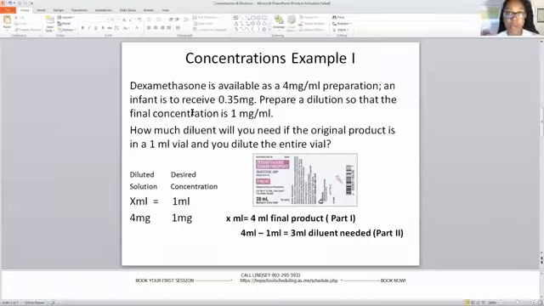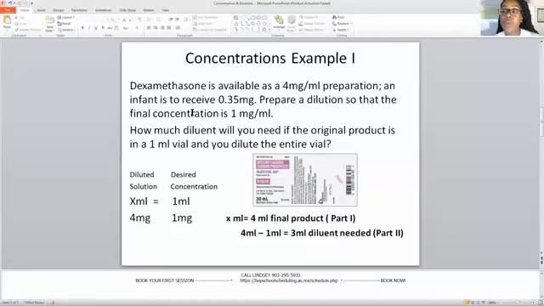Dexamethasone is definitely a steroid, and it ends in S-O-N-E, so we know it's a steroid because S-O-N-E is the stem word for steroids. You can thank me later. Dexamethasone is available as a 4 milligram per mL preparation. Remember I told you, when you see mL and you don't see a number in front of it, you automatically assume that number is 1. An infant is to receive 0.35 milligrams. Prepare a dilution so that the final concentration is 1 milligram per mL.